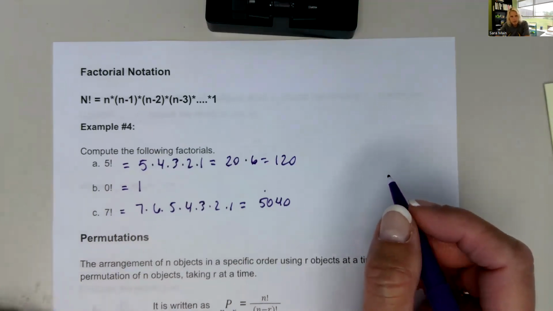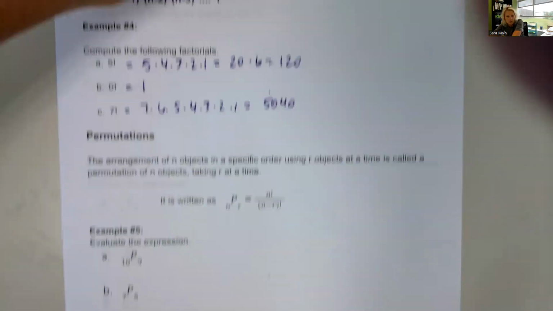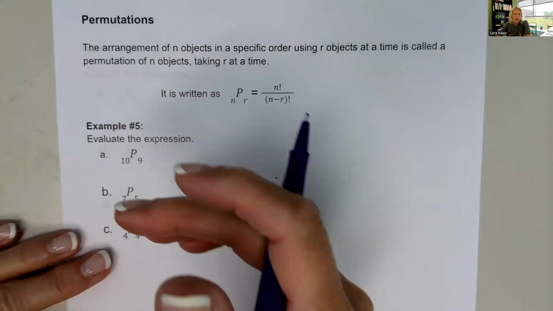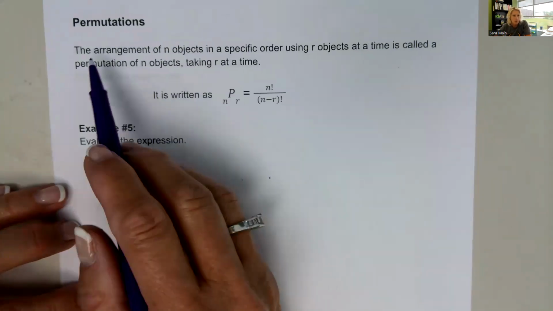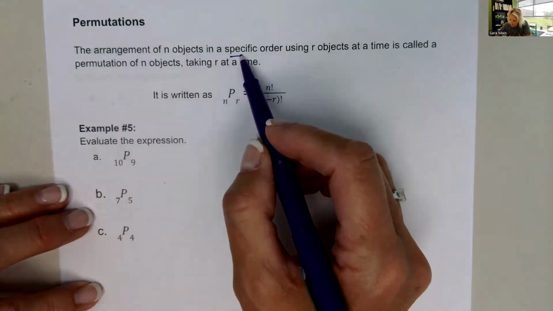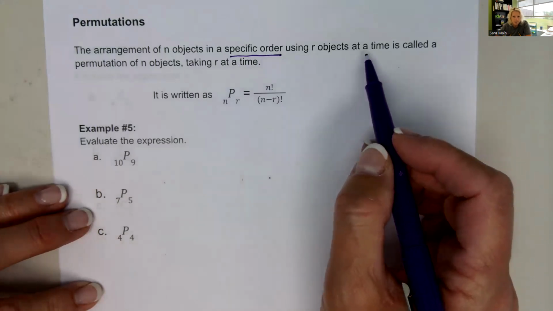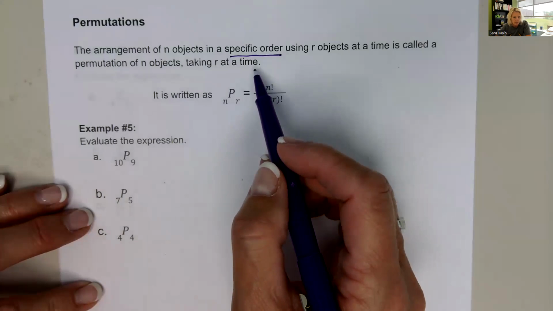Okay, so sometimes you're going to say that you've got items that you can choose, but you don't want to choose all of them. And you want to choose them in a particular order. So a permutation is the arrangement of n objects in a specific order, so order matters. Using r objects at a time is called a permutation of n objects, taking r at a time.